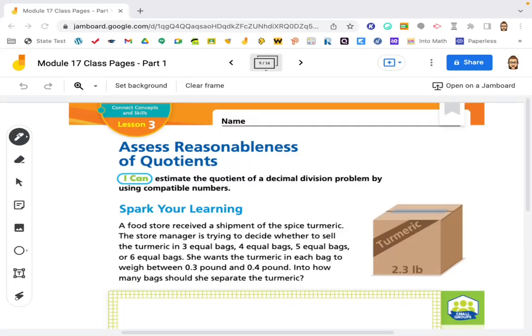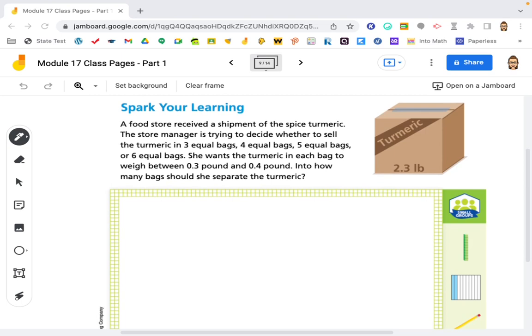Hello, my mathematicians. Today we are looking at Module 17, Lesson 3, which is all about assessing reasonableness of quotients. Hopefully by the end of this lesson, you'll be able to estimate the quotient of a decimal division problem by using compatible numbers. So we start here with Spark Your Learning.